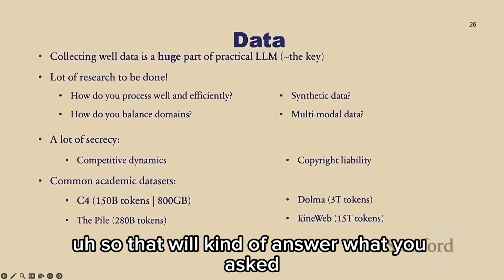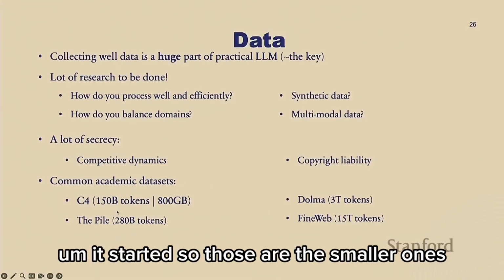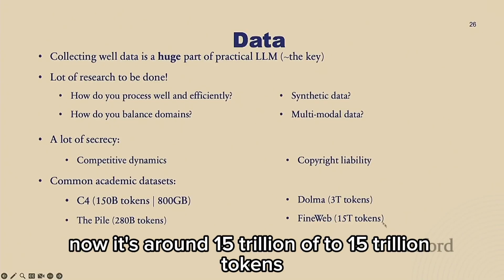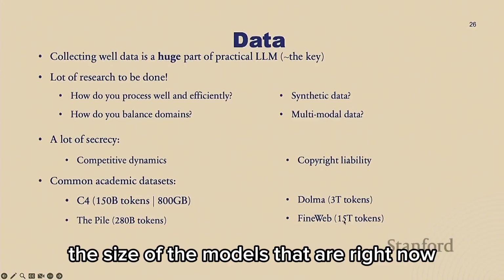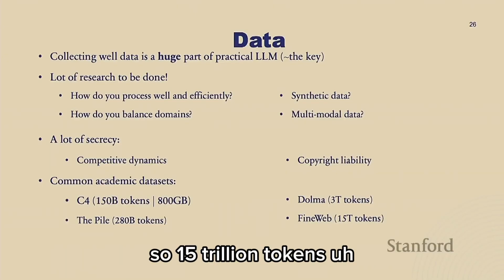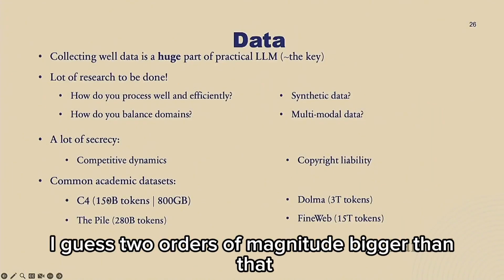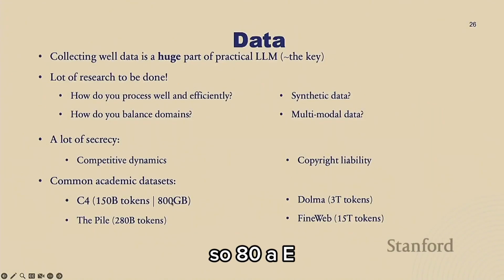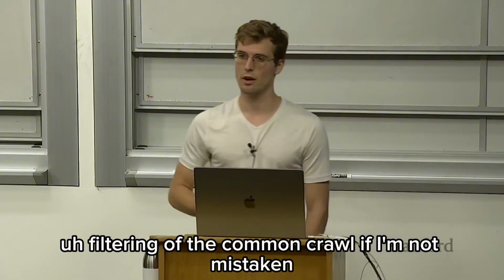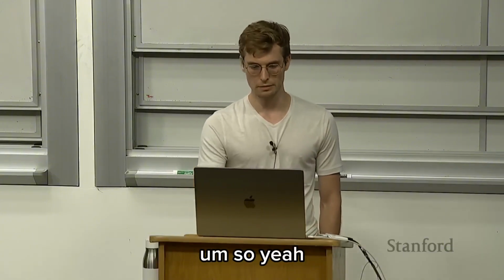So that will kind of answer what you asked. Those are the smaller ones. The names are not that important, but it started from around 150 billion tokens, which is around 800 gigabytes of data. And now it's around 15 trillion tokens, which is also the size of the data that the best models right now are probably trained on. So 15 trillion tokens is, I guess, 2 orders of magnitude bigger than that, so around 80 E3 gigabytes. That would be around 100 to 1,000 times filtering of the Common Crawl, if I'm not mistaken.